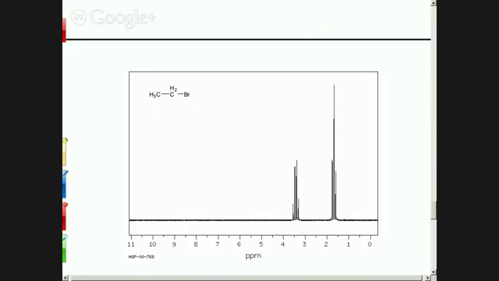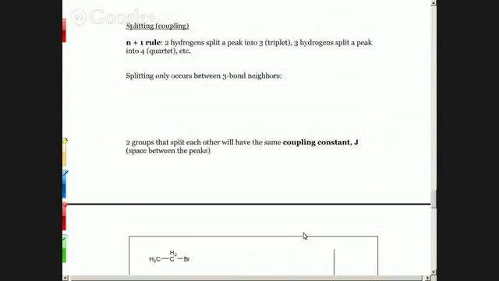And by piecing that information together, so the integration of how many hydrogens, as well as the splitting, you know, how many hydrogens there are in a group and how many hydrogens there are next to the group, that usually gives you enough information to determine the whole structure. Not always, but often you can actually write the whole structure just based on the spectrum. So let's talk about that splitting and what that means.